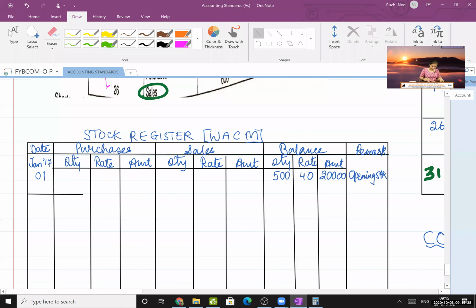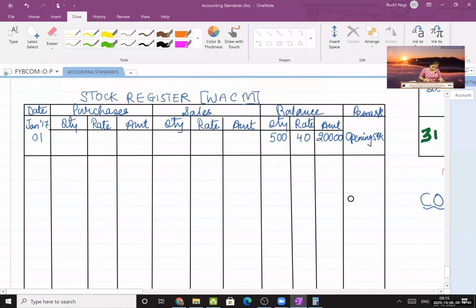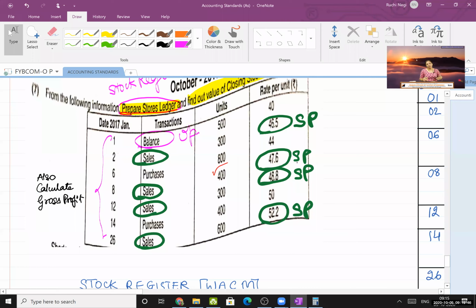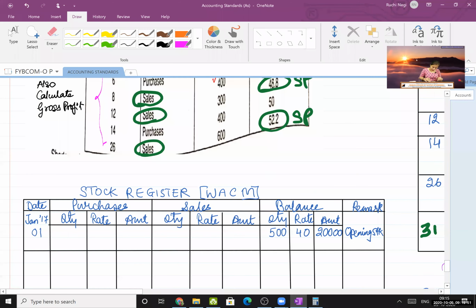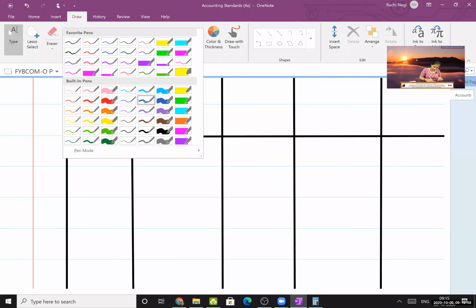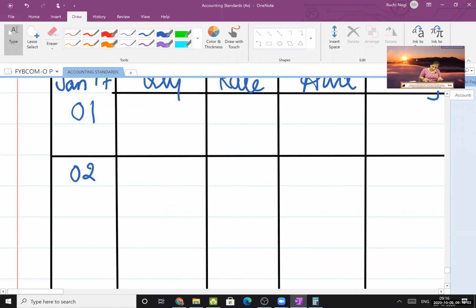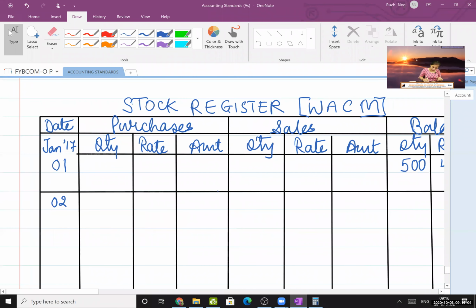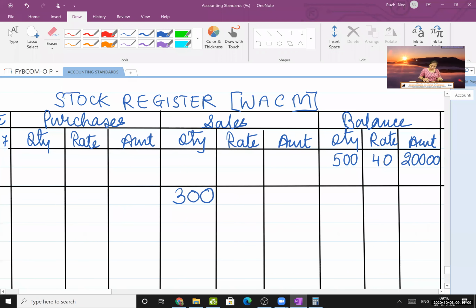Next is 2nd of January. There is a sale of 300 units. I told you, for the stock register we will ignore the selling price, as per AS 2. So 300 units I have to sell. Great. So write down here 2nd January. Write in the sales column. Don't forget we are doing weighted average. Yeah, 300.